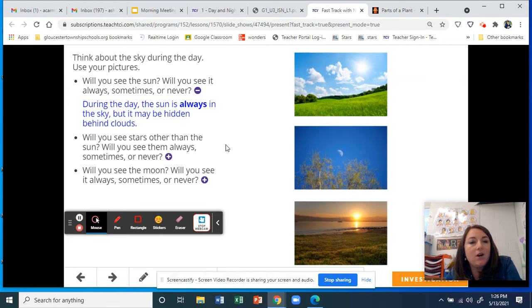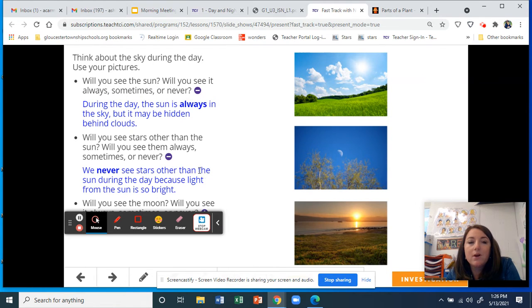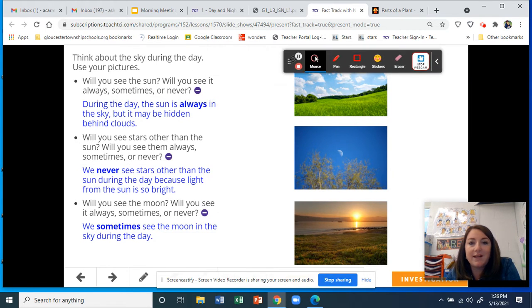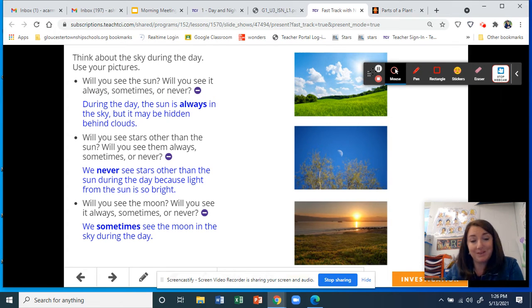Will you see the stars other than the sun? Will you see them always, sometimes, or never? We never see the stars other than the sun during the day because the light from the sun is so bright. Will you see the moon? Will you see it always, sometimes, or never? Sometimes you do see the moon during the day. We sometimes see the moon during the day, but not always. And you usually see it at night, unless it's really cloudy, right?